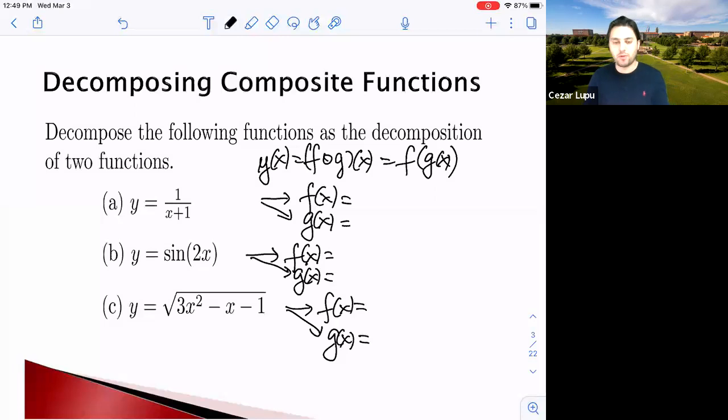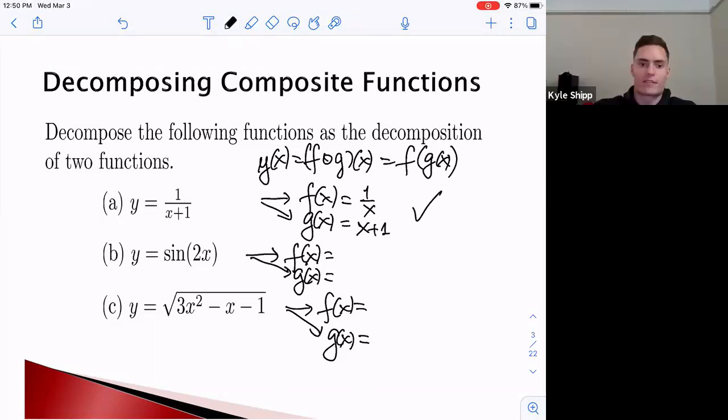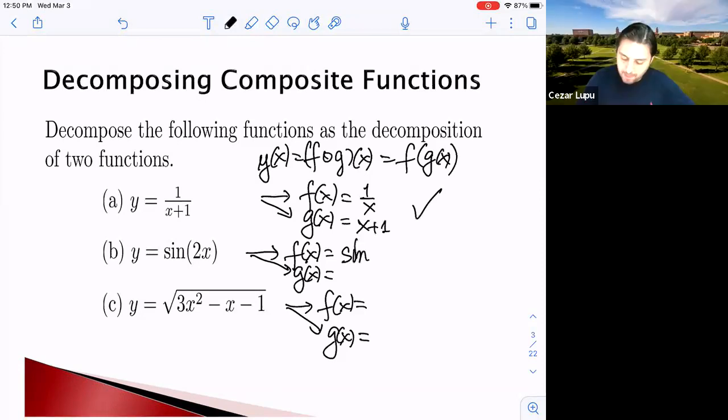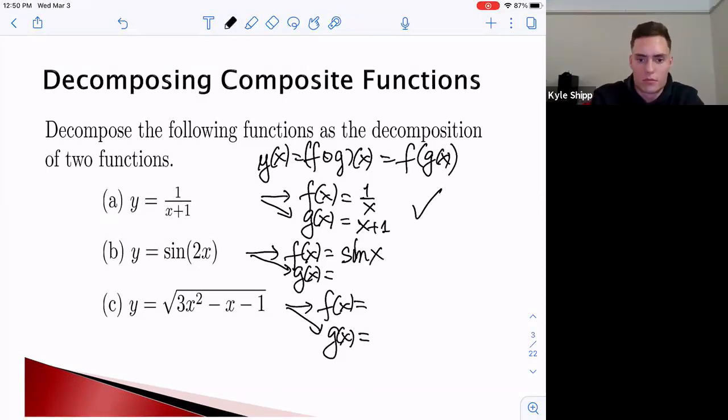So let's see, for the first one, what do you think? So for the first one, f of x is what? Is 1 over x, exactly, like Jasper says here. So f of x is 1 over x, and g of x is x plus 1. Great, beautiful. What about the second one? f of x is sine x, and g of x would just be 2x. Exactly.